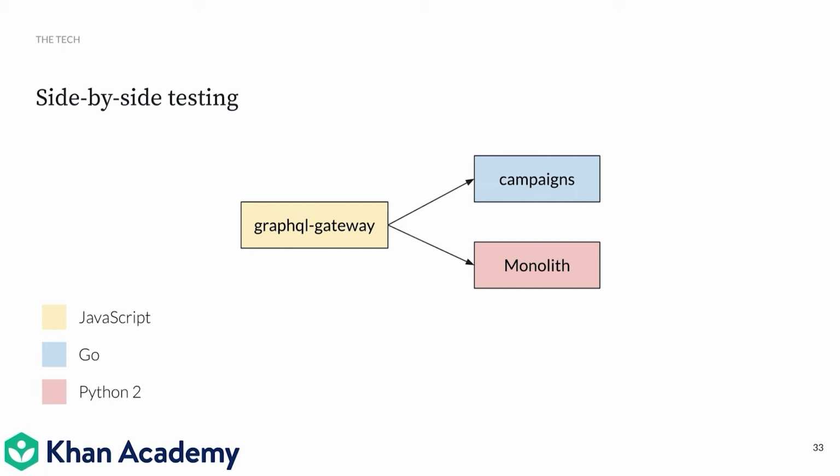Now, one really cool feature that we got out of this is that we were able to make the GraphQL gateway do side-by-side testing. What this means is that once we have an implementation in Go of the same field that's in Python, we can have the GraphQL gateway request the data from both services simultaneously and return the Python data to the user, but compare the result. And if there's any difference in the result, it's going to log that.